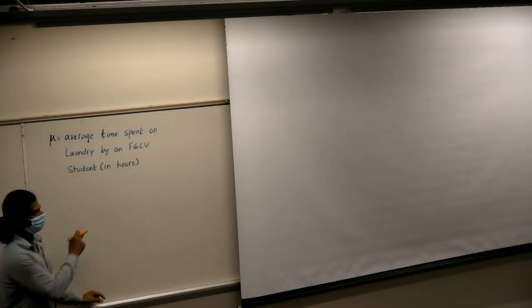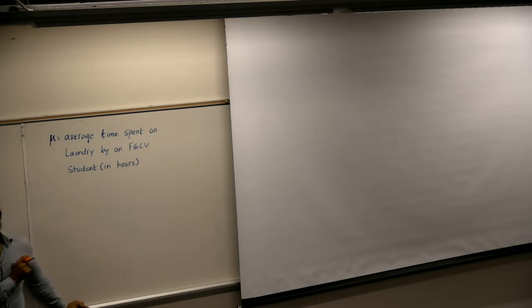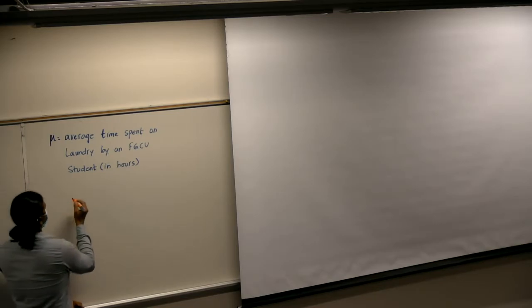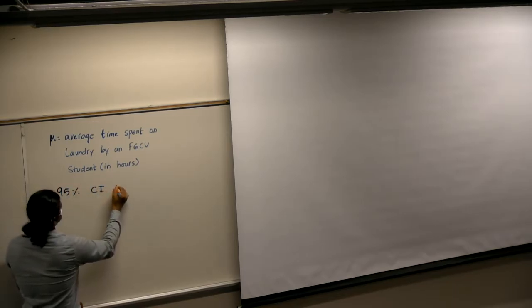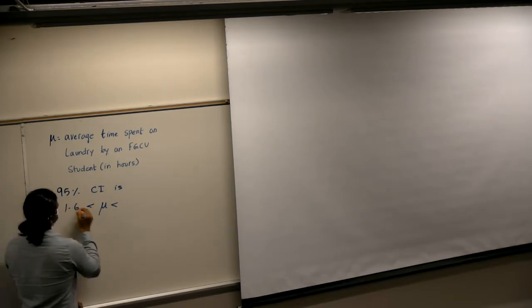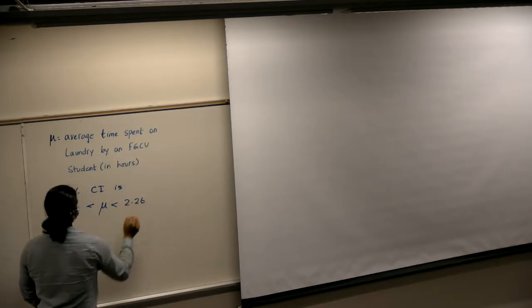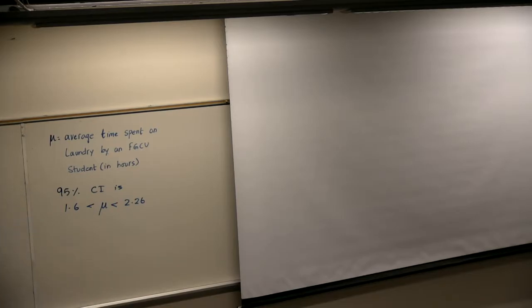Using the sample, we found an interval. What is that interval? The 95% confidence interval is mu is in between 1.6 and 2.26. And how did we find that interval? There was a process, right?